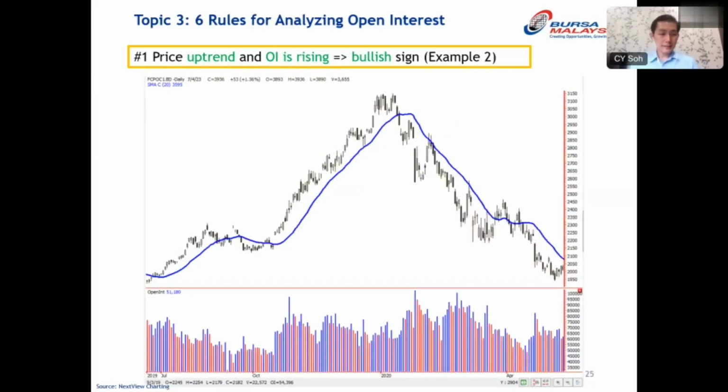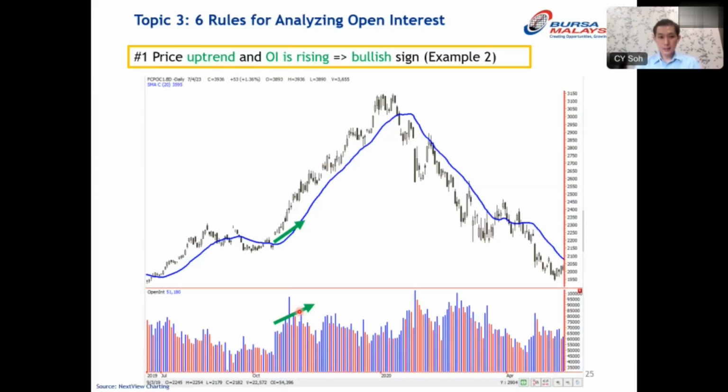Now, the same rule applies for example number 2. Another example for a bullish sign: price is going up, open interest is rising. Here you can see, for example, this is a moving average, the commonly used 20-day. When you are able to identify an uptrend and open interest is increasing, it means that more bulls are entering the market, creating a higher bullish sign.